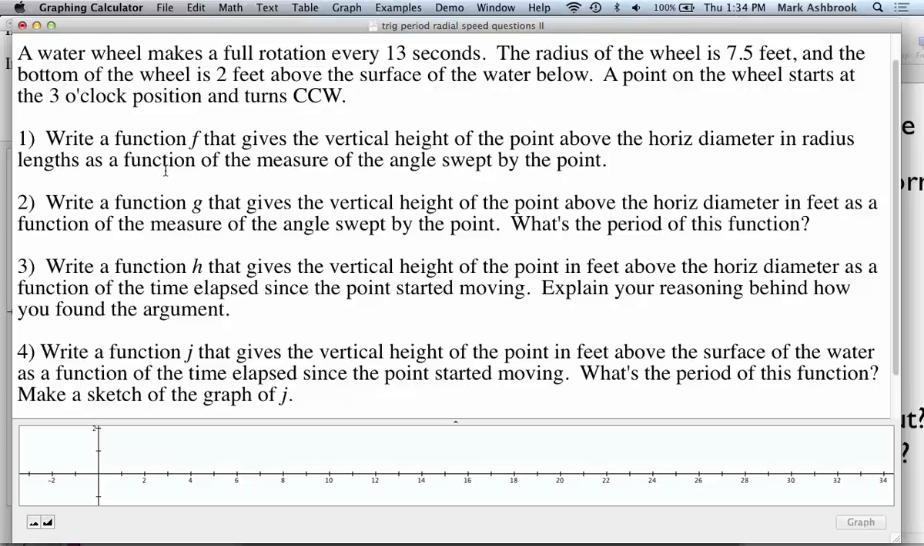As a function of, okay, Justin, as a function of what? Nope, as a function of, I was just reading, as a function of the measure of the angle swept by the point. And is that the input or the output, Justin? That's the input. Okay, so if we've got output of vertical height in radius lengths, and input of angle measure, what is that? Anna?